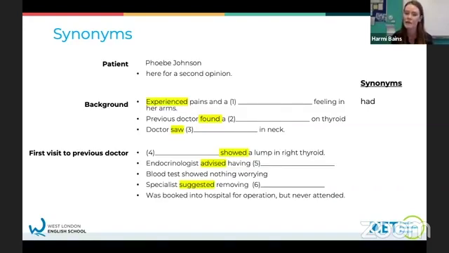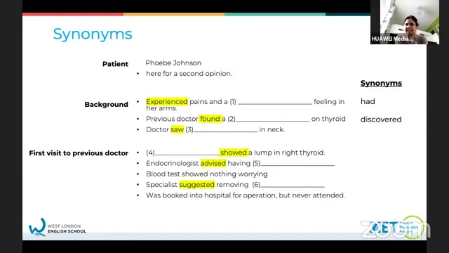What about found? If you say the previous doctor got something on the thyroid, is it the same as the doctor found something on the thyroid? No. I had discovered. Looked, found, or looked. Noticed, you could say maybe. Noticed, yeah. So noticed or discovered, they're both good.